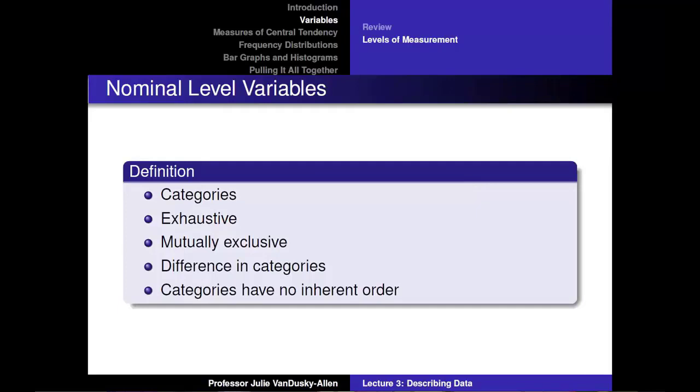Nominal level variables divide the subjects or observations in your variable into different categories. The categories are exhaustive, meaning that you include all the possible categories. The categories are also mutually exclusive, meaning that you can only place a subject or observation in your data set into one of the categories. And note, while there is a numerical difference in categories, there is no inherent order in the data. One category is not greater than another.